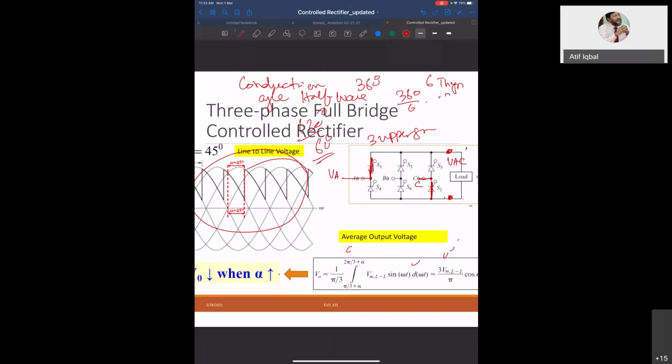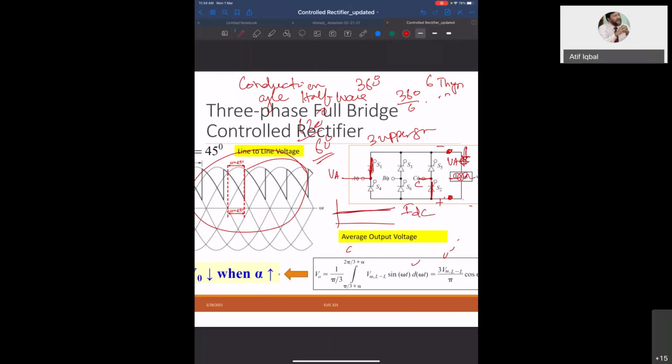Moreover, you will see that the direction of current always remains the same. The voltage could change, polarity could change. Moreover, if your inductance is very high, then this current will not have any ripple. It will be like constant. This is your DC current.